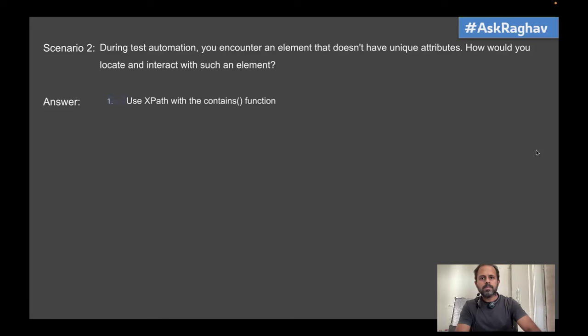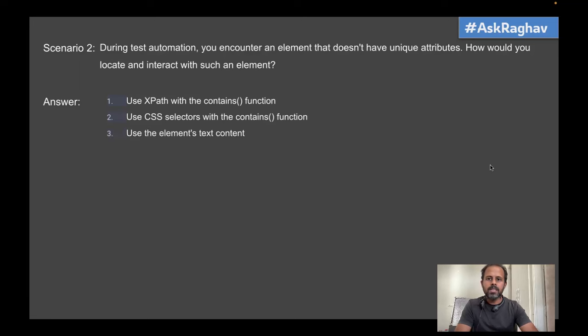So here, always remember that when we use XPath or CSS selectors, we have the option of adding some custom functions, like contains, starts with, ends with, all these things. So you can create a relative XPath and also add functions like contains or starts with, ends with. You can also create CSS selectors with these functions.